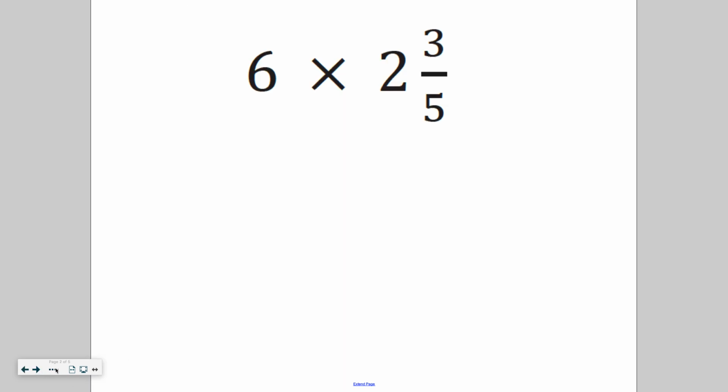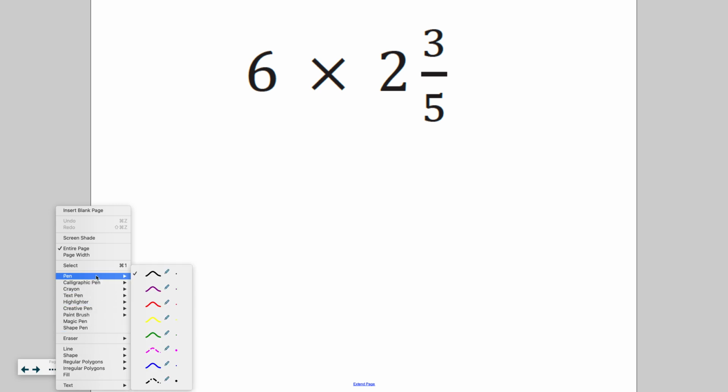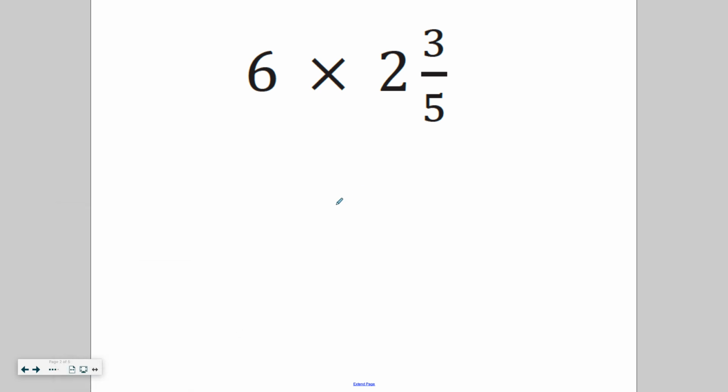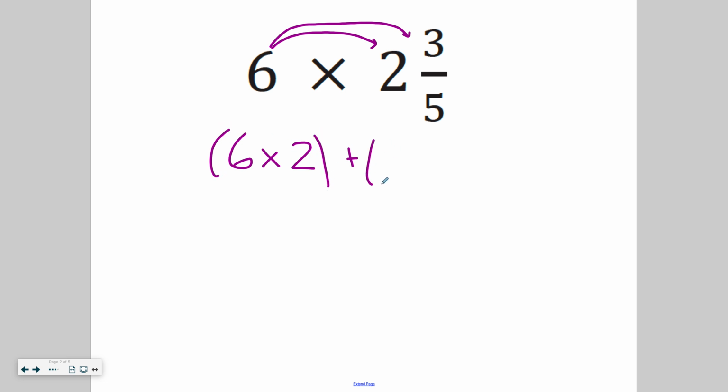So let's try this one. Well, I'm going to try this one. You're going to watch as I try it. So I have 6 times 2 and 3/5. So like I said, I'm going to break this apart so that I can use the distributive property. So 6 times 2 and 3/5 would be the same thing as 6 times 2 plus 6 times 3/5. And then I can add these two products together.